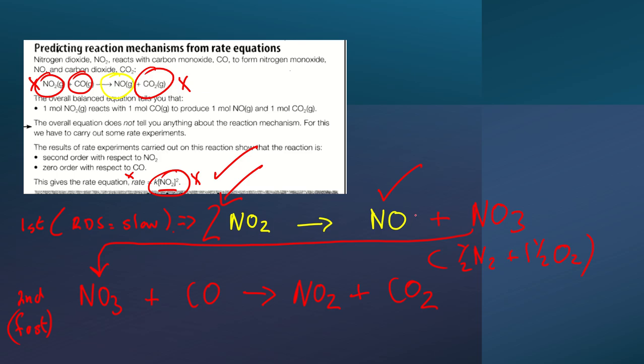I have to overall react only 1 nitrogen dioxide. I've reacted 2 in the slow step, but I've regenerated 1 in the fast step. That's fine, that tallies up perfectly. I have to react 1 carbon monoxide, and it has to be in the fast step. Done. I have to make 1 carbon dioxide, sorry. It's done. I've made a nitrogen trioxide here, but I've used it up here, so there would be no reason why it would be in the balanced symbol equation. So that is your answer to that one.